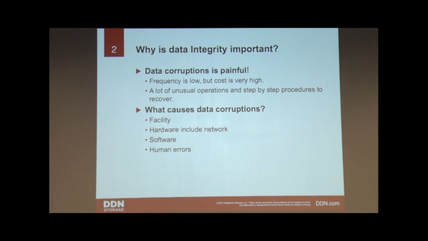There are many reasons that cause data corruption. In some cases it's a facility problem, such as a power outage. In some cases it's a hardware problem, including the network. Then of course software defects and software bugs cause corruption as well. And finally, human errors are also a cause of data corruption. So there are many potential causes of data corruption.